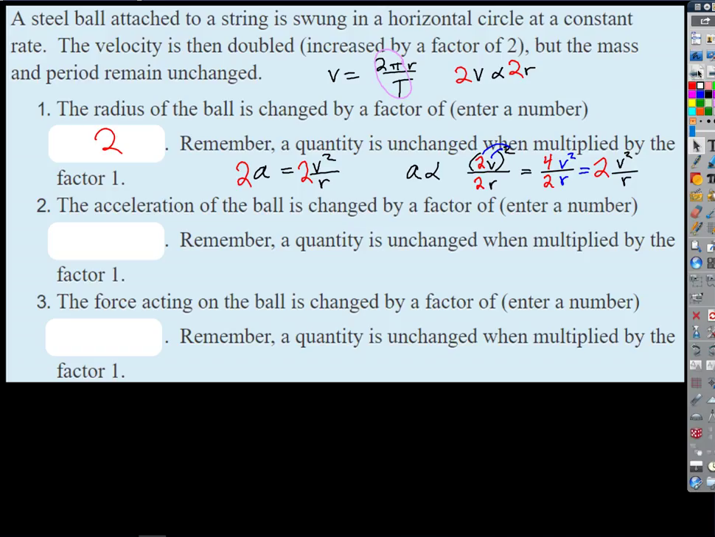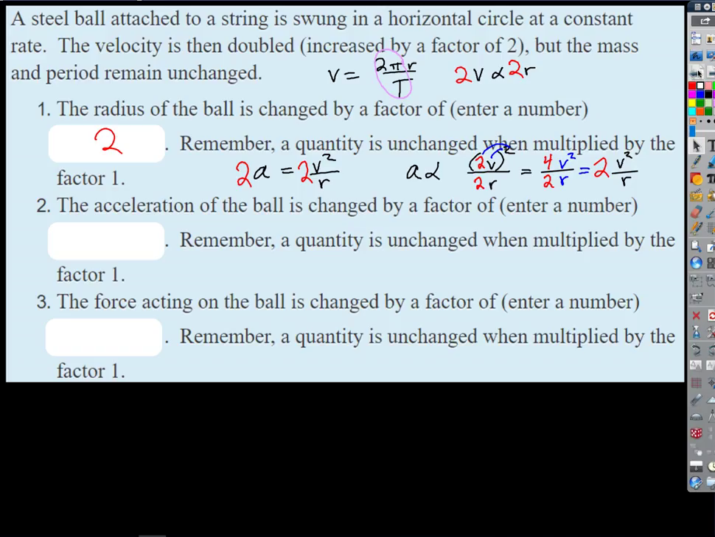So there's going to be a tension that's keeping it moving in a circle. I could swing it at just the right rate so that the tension matches the weight of the object that's being suspended, right? Everybody agree? Okay. So then what happens here to this situation if I'm doing this and the velocity is doubled, but the mass and the period remain the same?